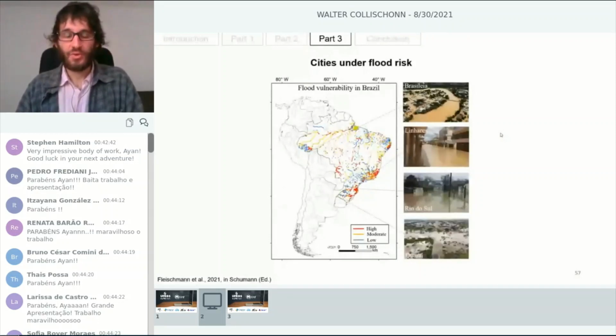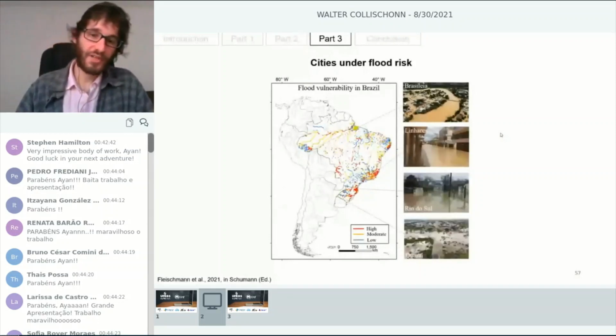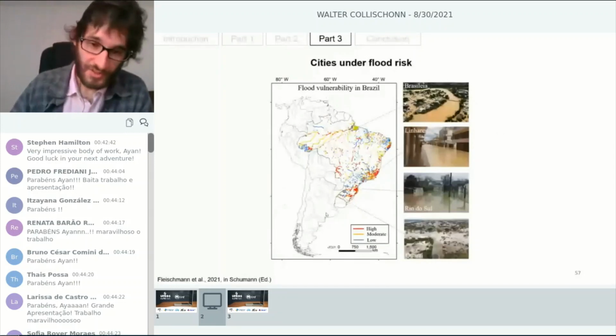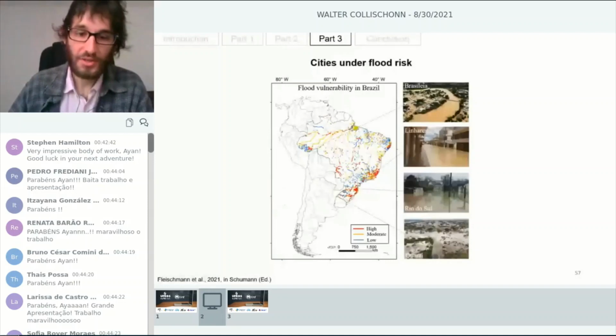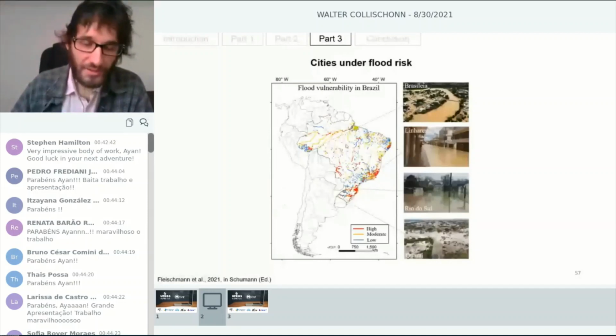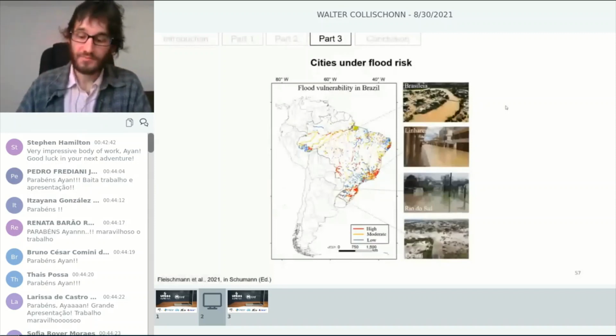So here we have a map of flood vulnerability in Brazil. Unfortunately, it's not for the whole continent, but it already provides us some good understanding of how important the flood risk is, especially over the coastal areas of Brazil, where most of the people are located, but also along the main wetlands, the large rivers, in the Amazon basin, the Pantanal, and so on. We have some important flood vulnerability degree.